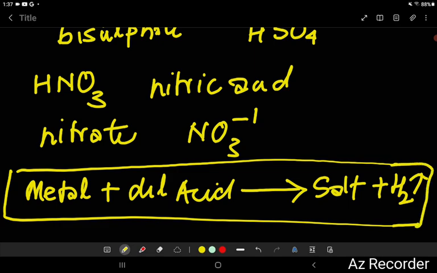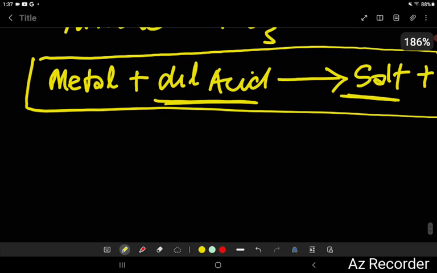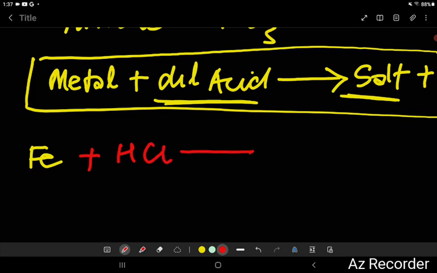according to the concept. Suppose you are taking nitric acid here, so the salt formed will be the nitrate salt. If you are taking sulfuric acid here, the salt will be the sulfate salt. I have taken a metal, that is iron, Fe, and an acid, that is hydrochloric acid. So the product will be the salt. What salt will you get here? The salt will be the chloride salt, because we are using hydrochloric acid, and then hydrogen gas.